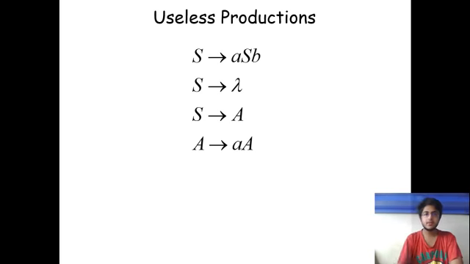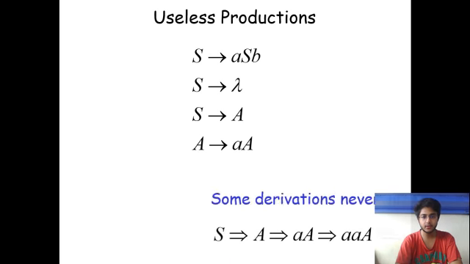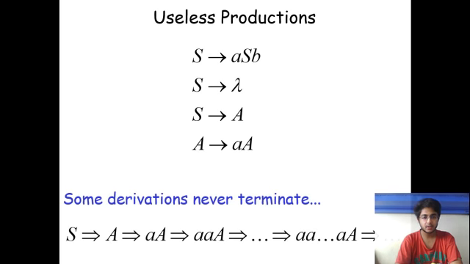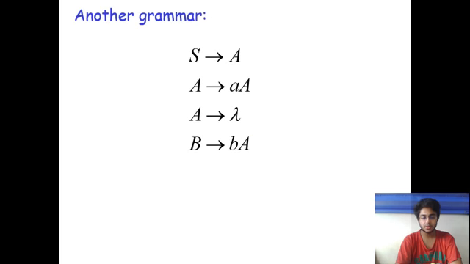In the final step of removing useless productions, we have to consider 2 things. First is to check the derivation whether they terminate or not. For example, in this case, productions like capital A, which will eventually give small a capital A and so on, will never terminate. Hence, it is important to remove them, and so it is a useless production.